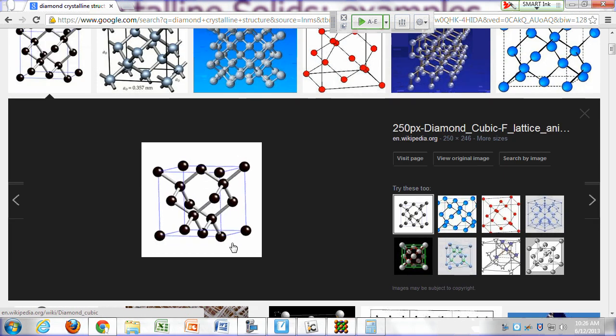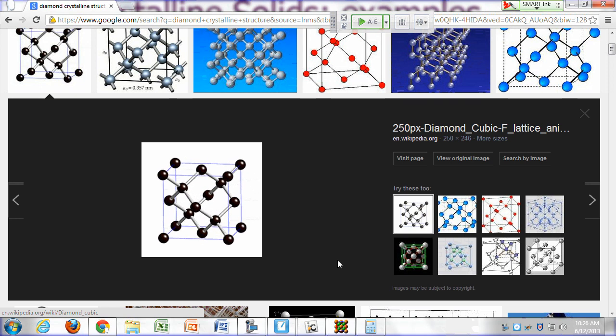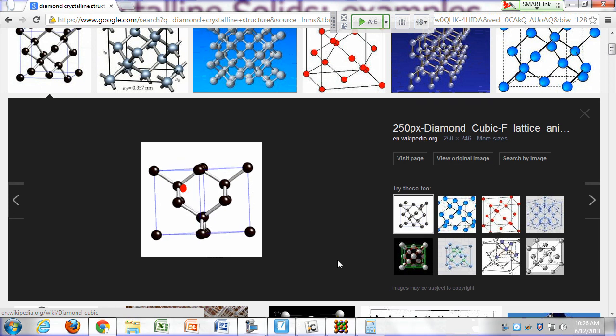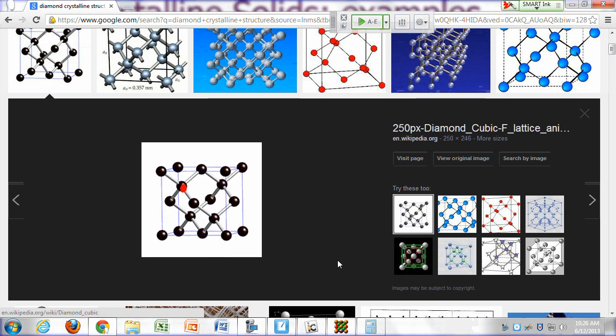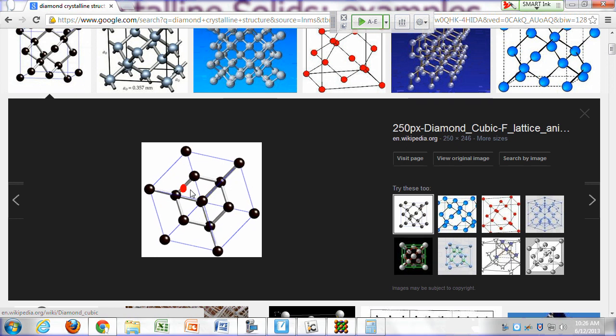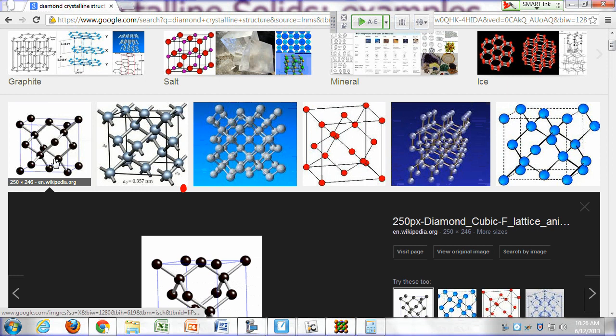Here's a picture of a diamond crystal. You can see each carbon is a tetrahedral center. It's moving. Each carbon is a tetrahedral center, covalently bonded to 4 other carbon atoms. So it's a very, very strong structure. Diamonds are one of the hardest materials known. It is the hardest material known, right?